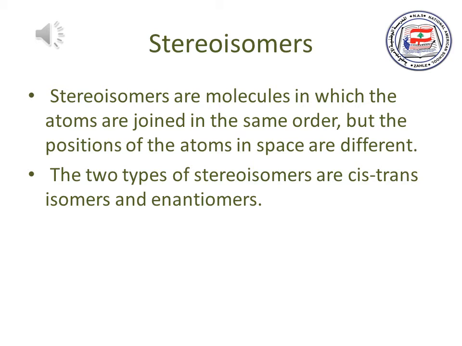Stereoisomers. Stereoisomers are molecules in which the atoms are joined in the same order, but the positions of the atoms in space are different. The two types of stereoisomers are cis-trans isomers and enantiomers.